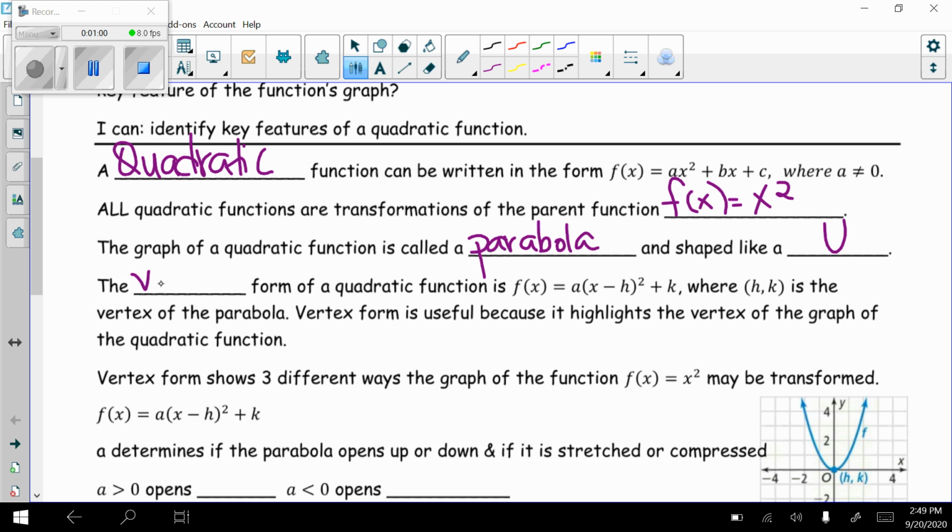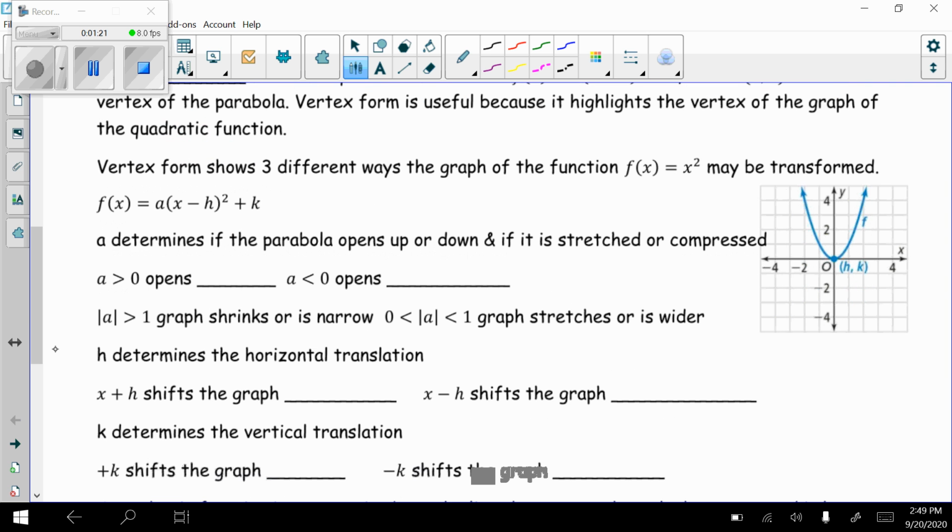The vertex form, that's what we're going to focus on today, of a quadratic function is f of x equals a times (x minus h) quantity squared plus k, where (h, k) is the vertex of the parabola. Vertex form is extremely useful because it highlights the vertex of the graph of the quadratic function. The vertex form shows 3 different ways the graph of the function f of x equals x squared may be transformed.